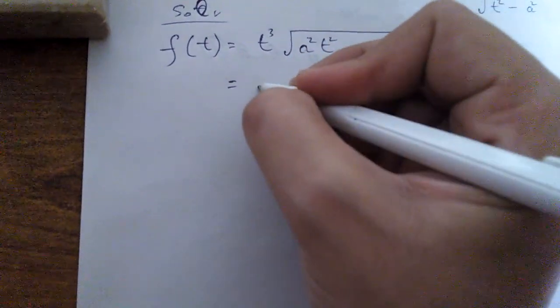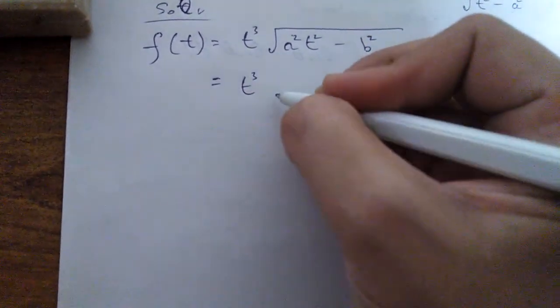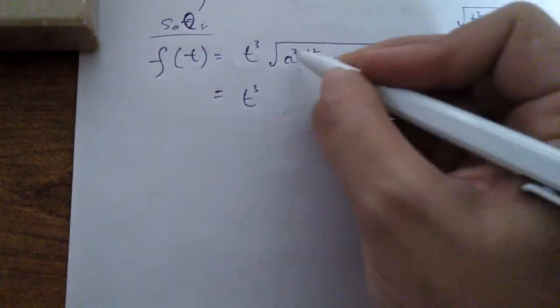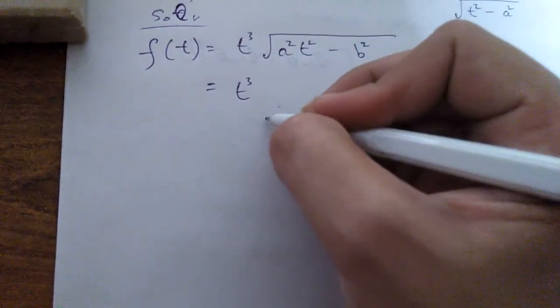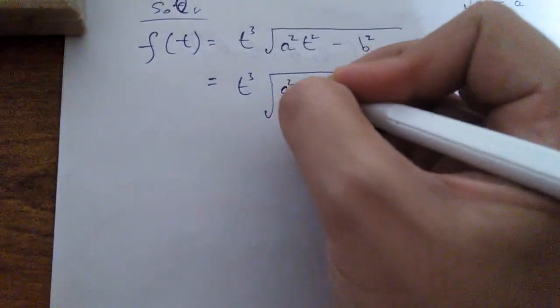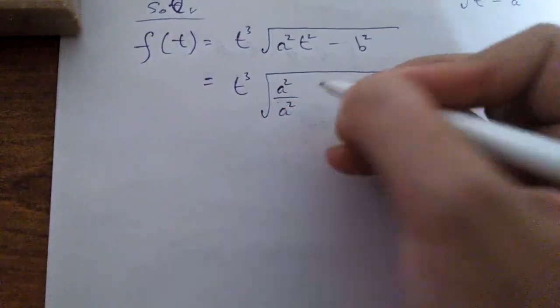So how about if I just divide and multiply my radicand entirely by a square upon a square?